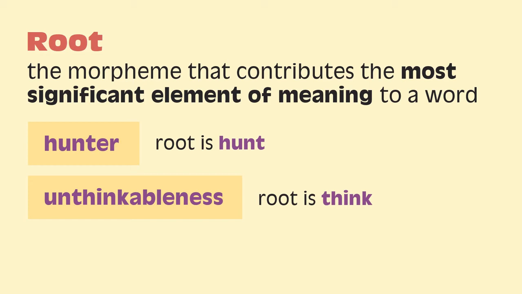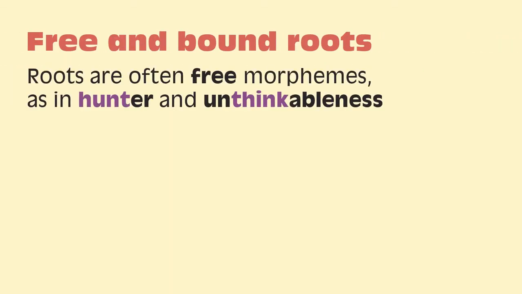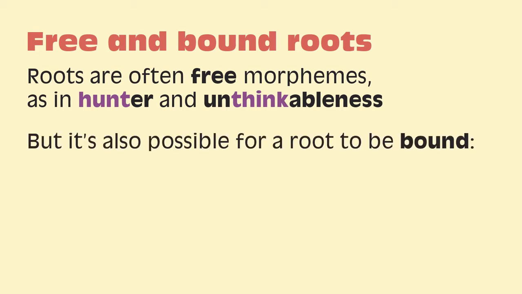Roots are very often free morphemes. You can use the root on its own as a word. This is the case for both hunter, where hunt can be a word on its own, and unthinkableness, where think can be a word on its own. However, it's also possible for a root to be bound.